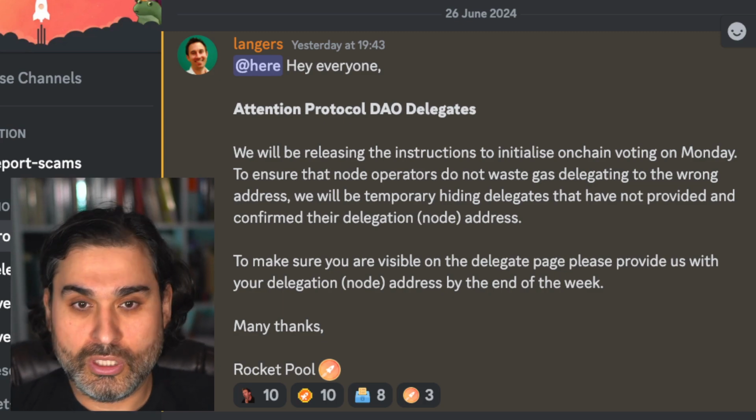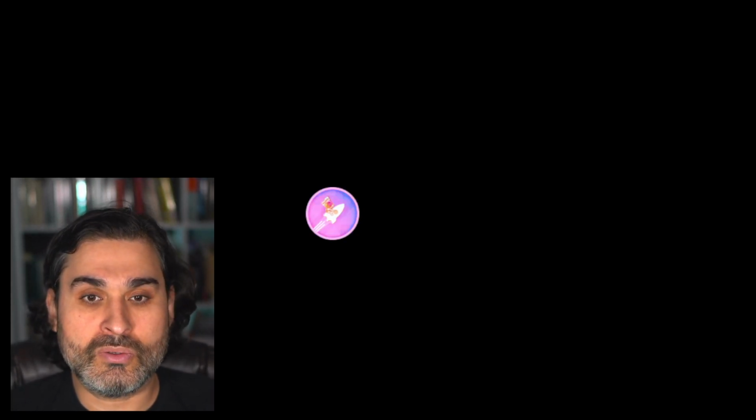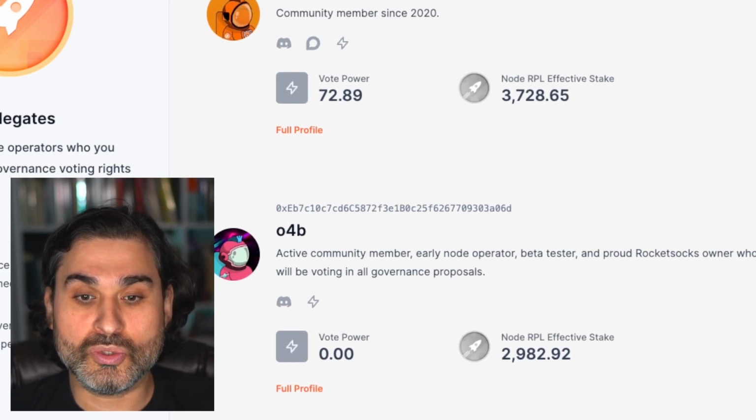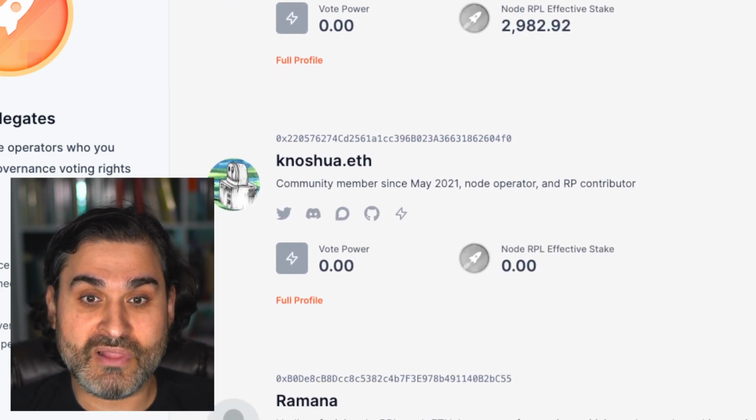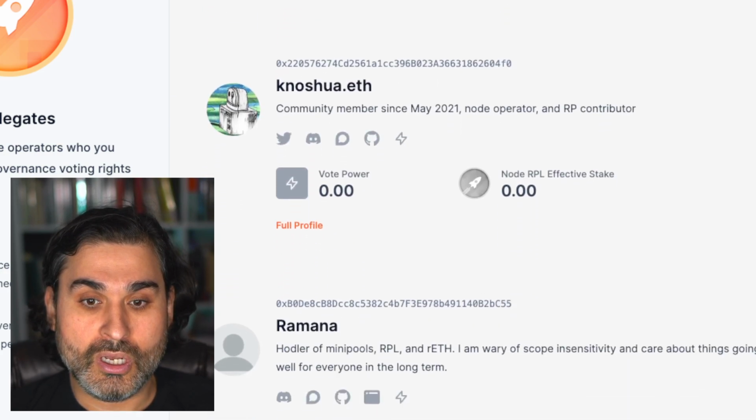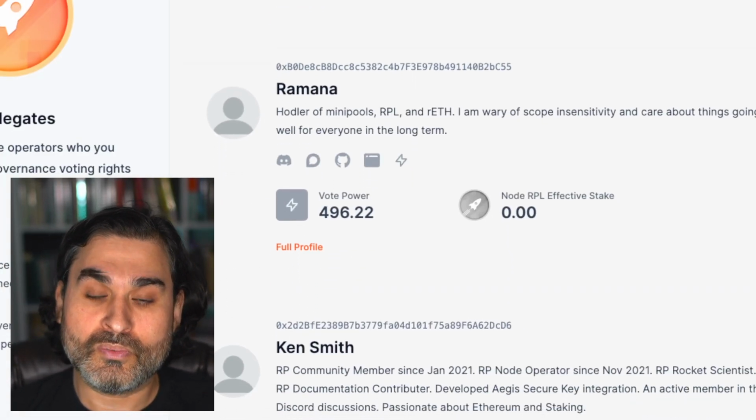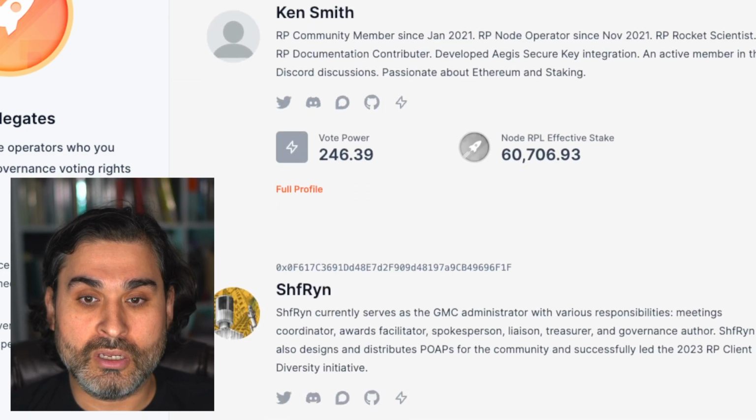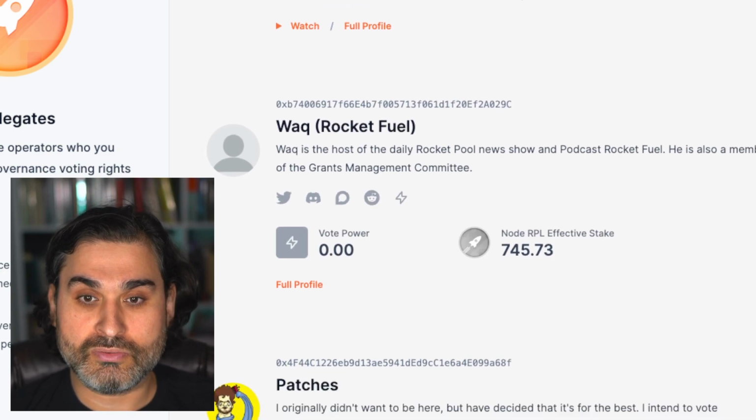Many thanks, Rocket Pool." So of course, you know that there's a delegates website, and on here everyone who's a delegate has an address, as you can see, and there were some issues with these addresses, and what's happening is that people have been asked to update these to make sure that they reflect the correct numbers. So if you are expecting people to delegate votes to you, make sure that you have the addresses set up correctly and everything looking good, because otherwise things might not be good.